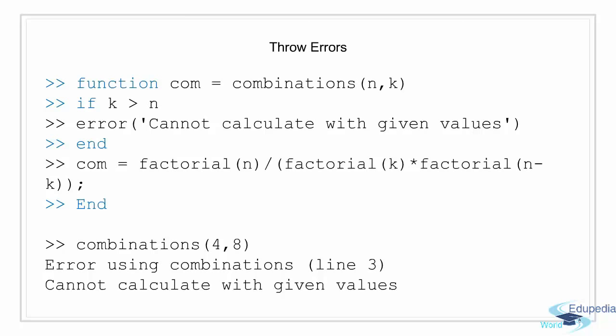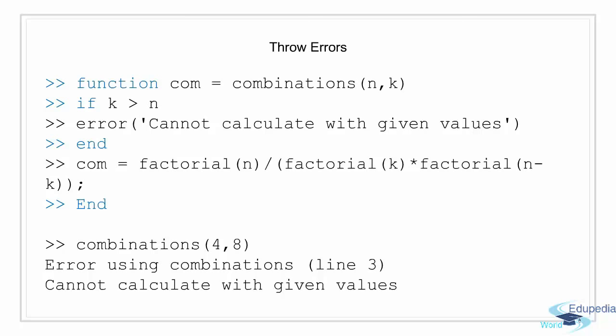Let me give a very simple example to demonstrate this. Consider the code snippet shown here. This returns the number of combinations of k elements from n elements. So in case k is greater than n, then this makes no sense, as I cannot choose 8 elements if I am starting with just 4.